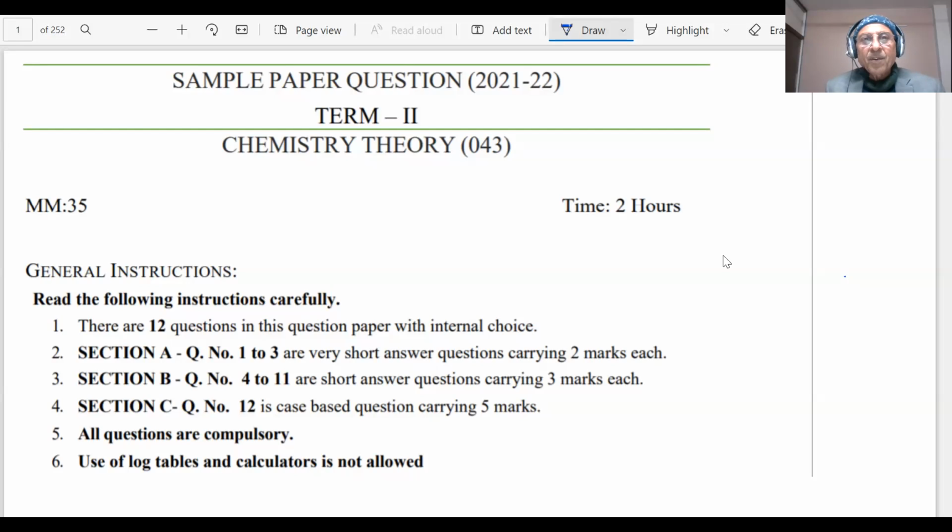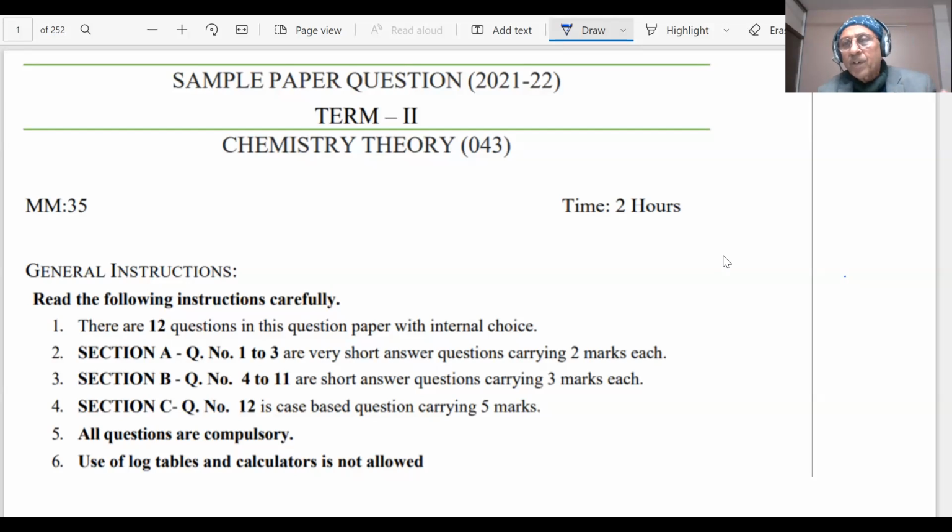Sample paper question 2021-22 term 2 chemistry theory 0543, 12th class chemistry students. Pay attention, stay focused and concentrate. I would be solving the sample paper released by the CBSE. As you will see, the maximum marks are 35, time 2 hours.